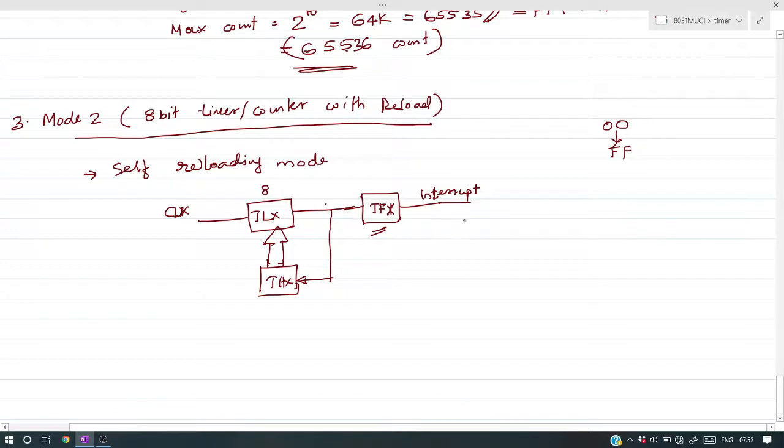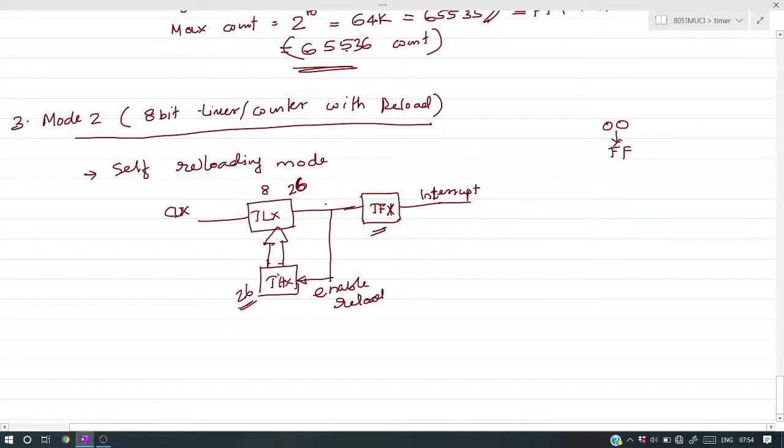So this signal is the enable reload. Say the number loaded in TLX is 26. The same 26 is loaded here also. So after 26, it counts 27, 28, 29, and so on, all the way up to FF. After FF, what happens? The overflow flag will come. Whenever this overflows, automatically what is happening?